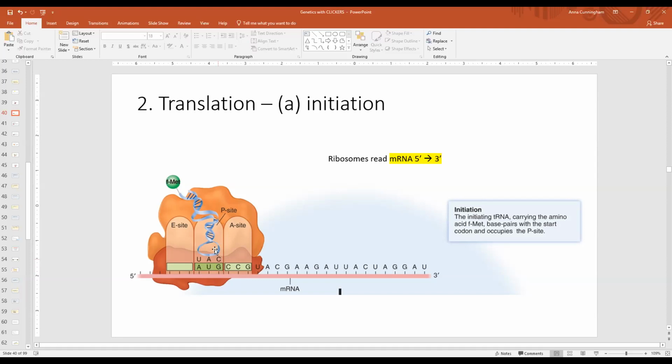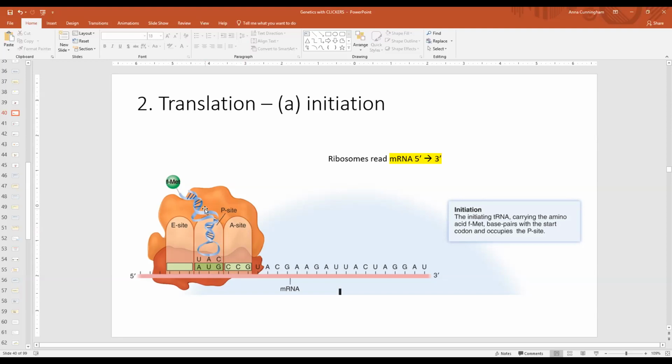Okay, so what happens to initiate translation? The first part of initiation is that we have this complex created. We have our large and our small ribosomal subunits. The P site is where you have that first codon located, AUG, and then our very first tRNA enters the P site. This will not happen for any other tRNA subsequently. It is only the first tRNA carrying methionine that enters the P site. All subsequent tRNAs will enter the A site.